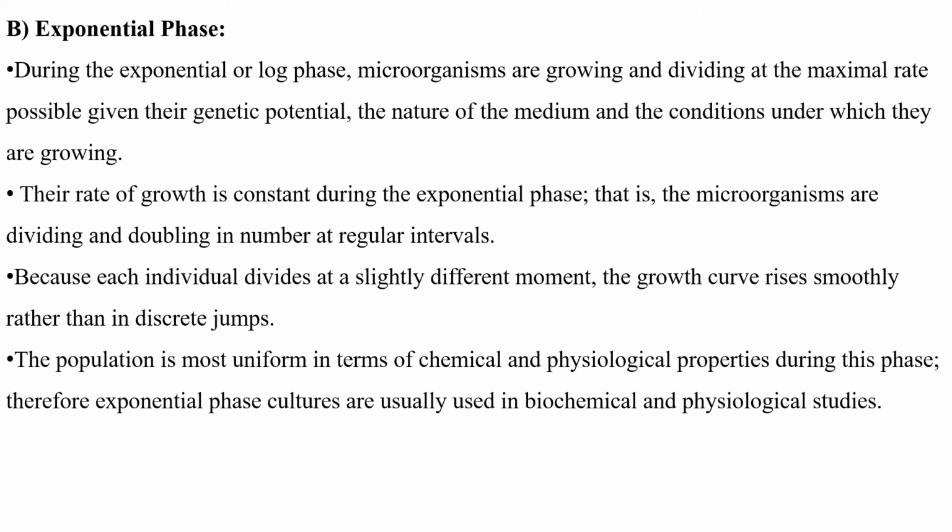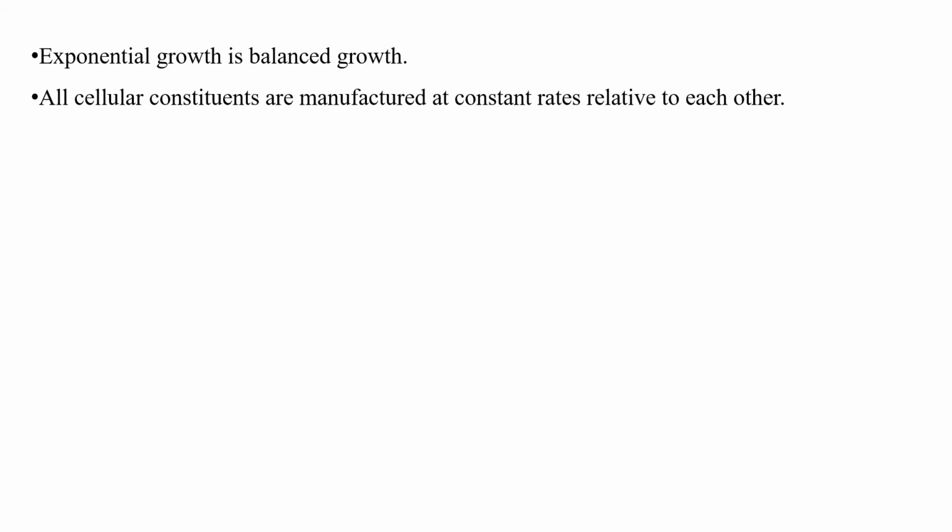If we talk in terms of the chemical and physiological properties of the organism, then the population is present in a uniform state. That is, they have all synthesized the enzymes. Now they are ready to grow and divide, and therefore you will find an increase in the number of organisms. So exponential growth is also known as balanced growth, because all the cellular constituents are manufactured at a constant rate.